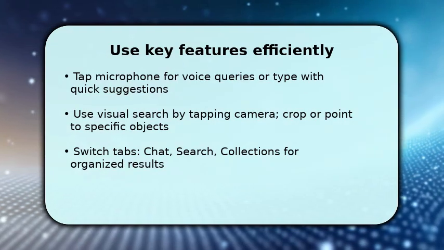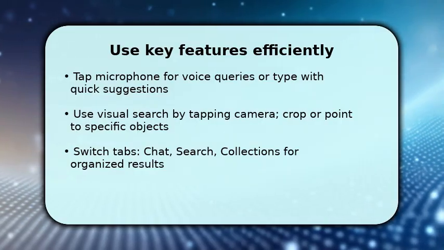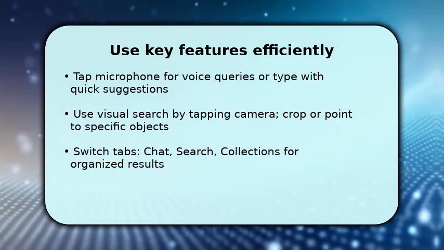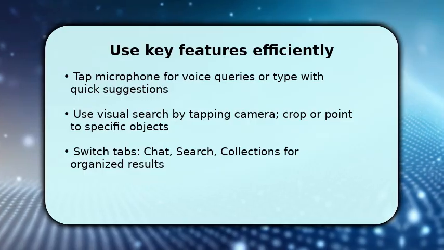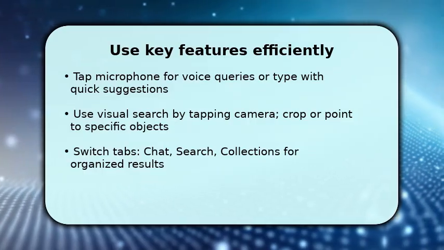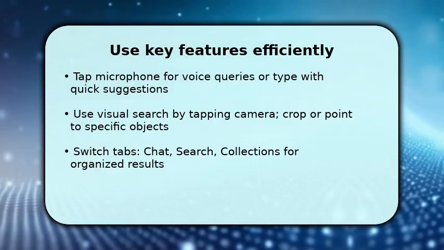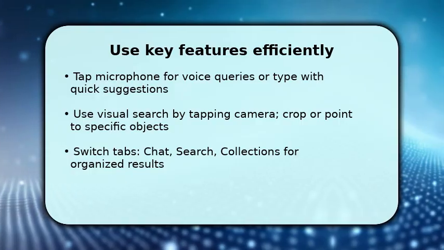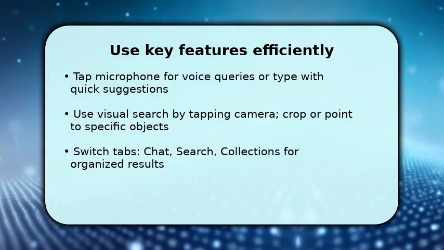Now you focus on execution. Tap the microphone or type a query to get results. Voice is faster for multi-step requests, while typing helps precise keywords. For objects or text, tap the camera and crop to the area you need. Visual search identifies items and links to shopping or info. Use the chat tab for conversational follow-ups, search for direct links, and collections to save useful results.